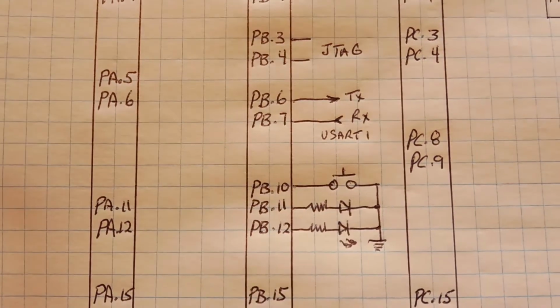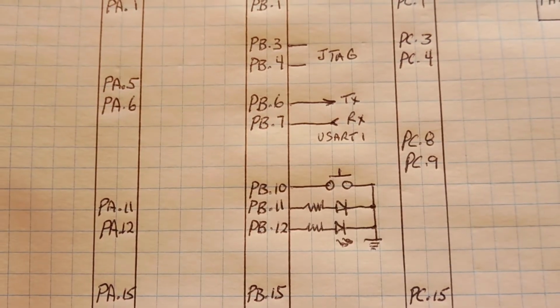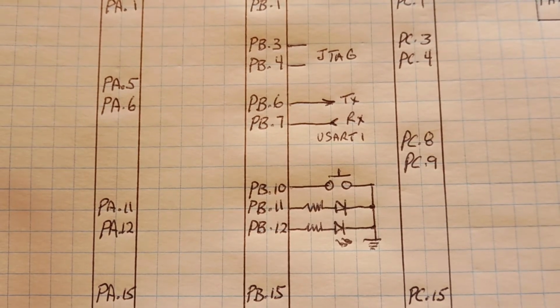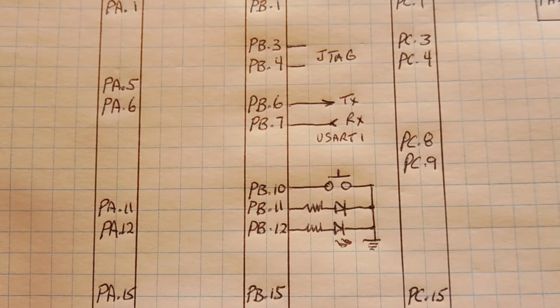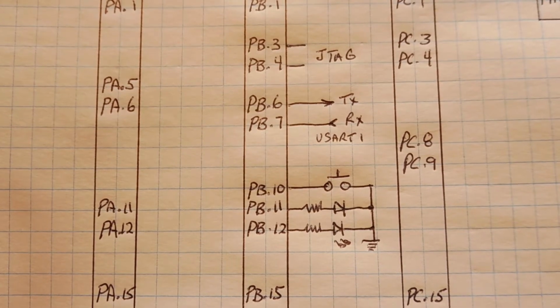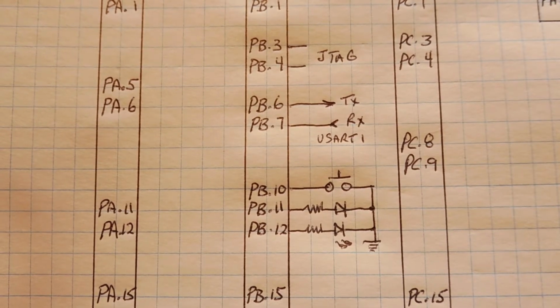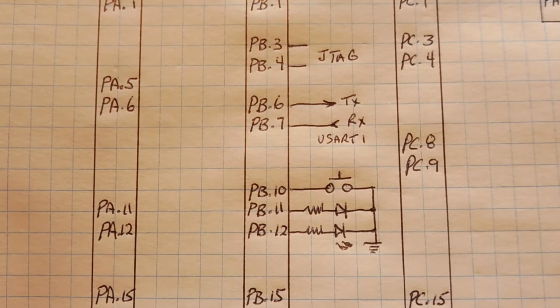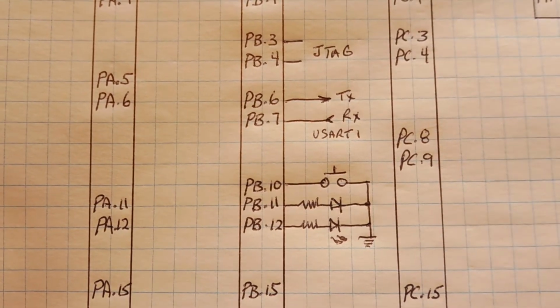And then we're going to use PB.10, PB.11, and PB.12, so we'll hook up 2 LEDs, one to PB.11 and PB.12, and we'll hook up a push-button switch to PB.10. Then we'll write some code to access the switch, to read the switch, and to turn on the LEDs. So I'll breadboard this, and we'll write some code to access the switch and the 2 LEDs.